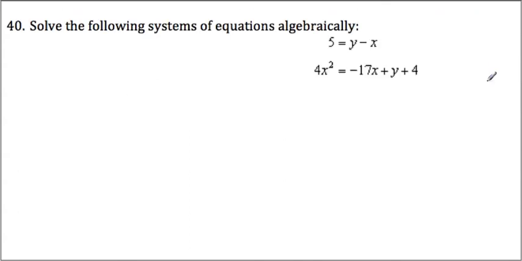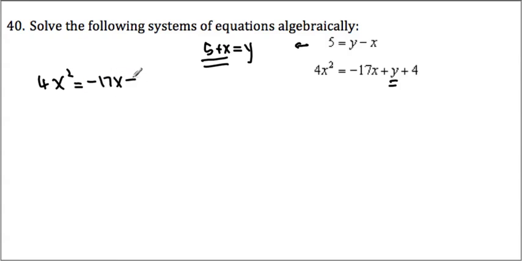Alright, the last question. We want to solve this one algebraically. Then here, let us realize that 5 plus x equals y by adding x to both sides. Then we can put this in place of y here. Then we get 4x squared equals negative 17x plus 5 plus x plus 4.